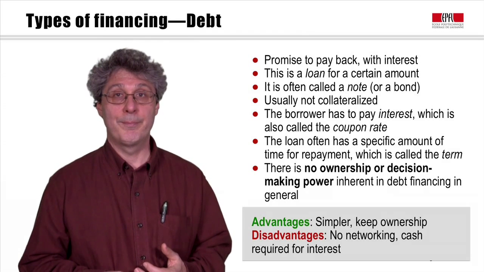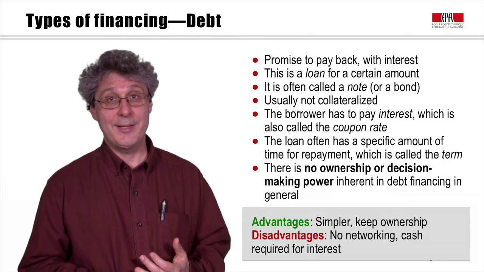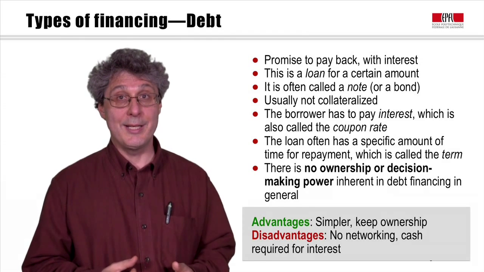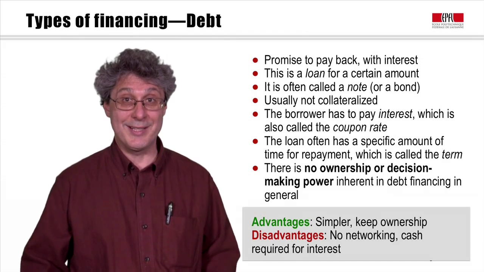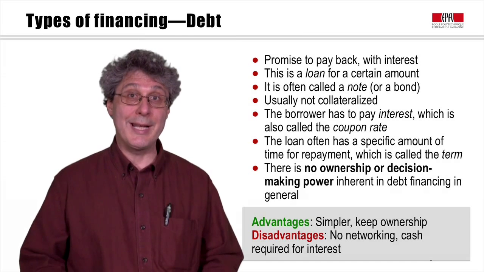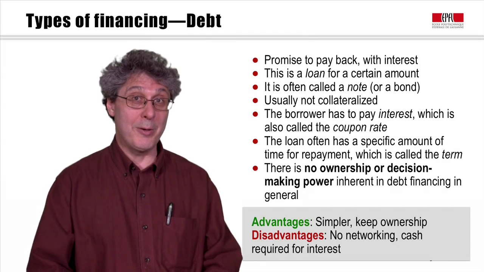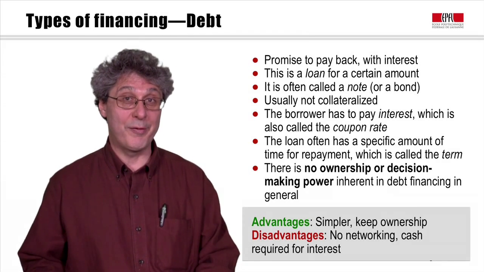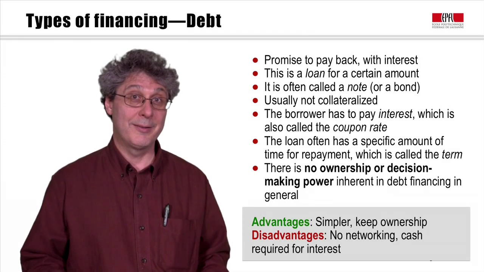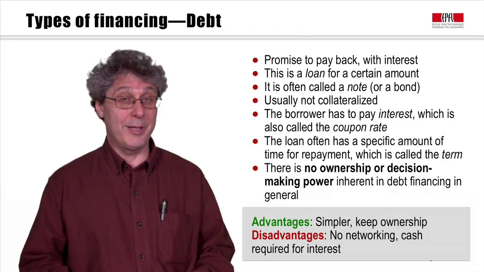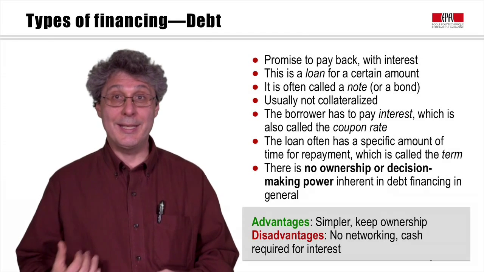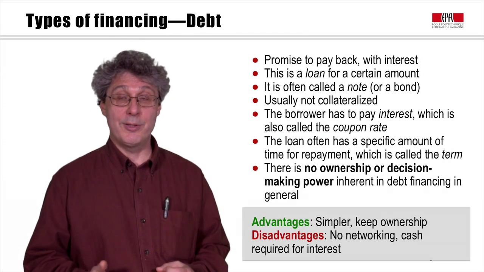Bonds are usually not used with startup companies, but a note refers to the loan instrument itself. In many cases with startup companies, the debt is not collateralized. In other words, it's an unsecured loan. They're lending you the money and you don't have any assets to sell off in case you don't pay them back. So therefore, the borrower has to pay interest, and the interest is pre-decided.